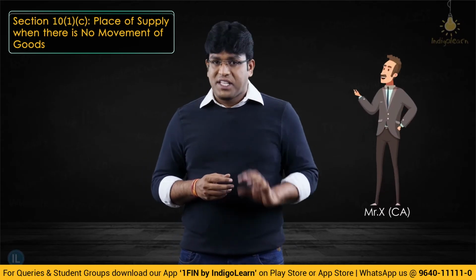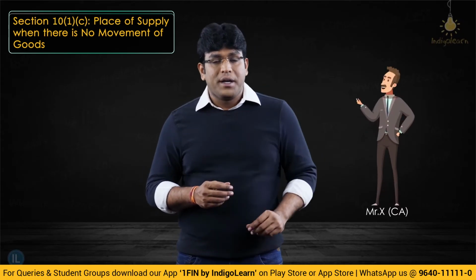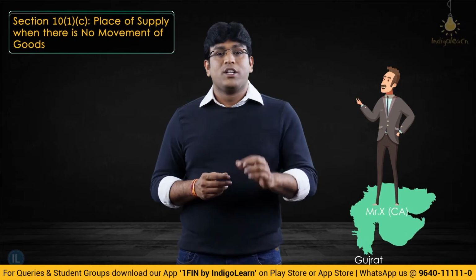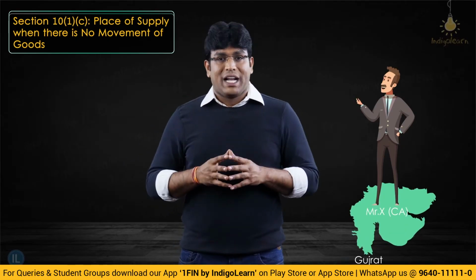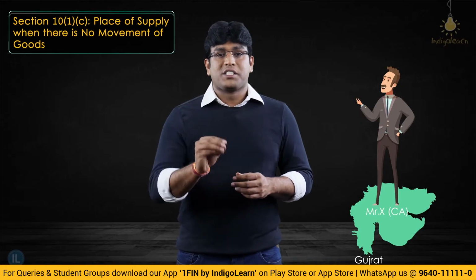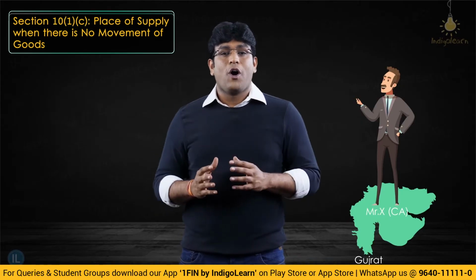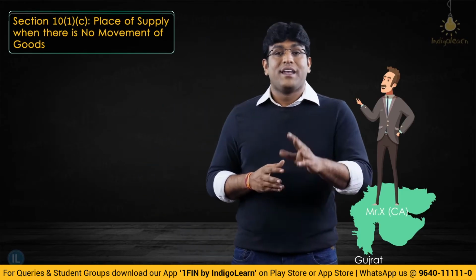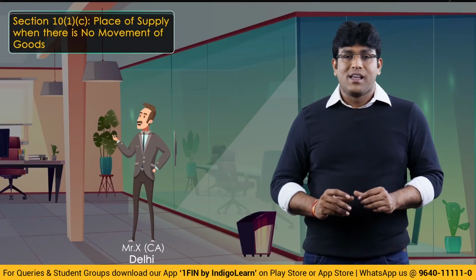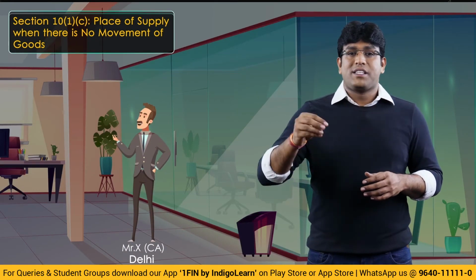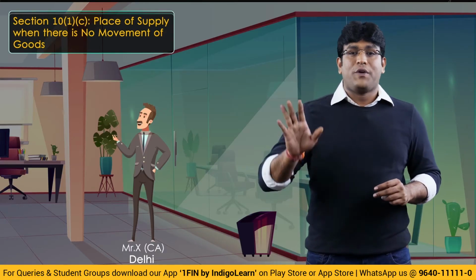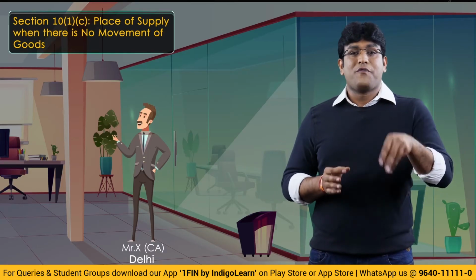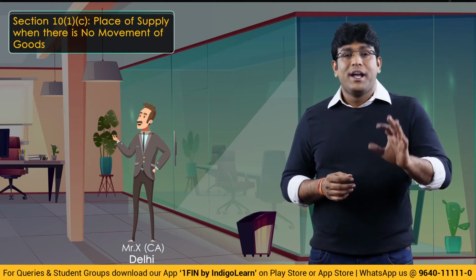Let's say there is one person known as Mr. X, who is a chartered accountant, a registered person in Gujarat. And this person, Mr. X, wanted to set up or establish one office in Delhi. For that purpose, he went to Delhi and purchased some office space which also has pre-installed furniture. That means he purchased office space along with furniture in Delhi.